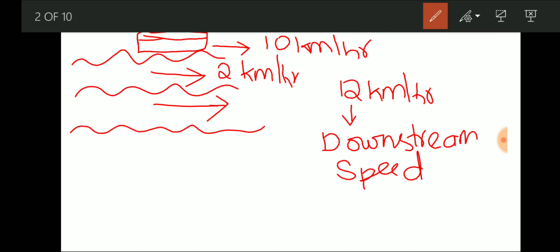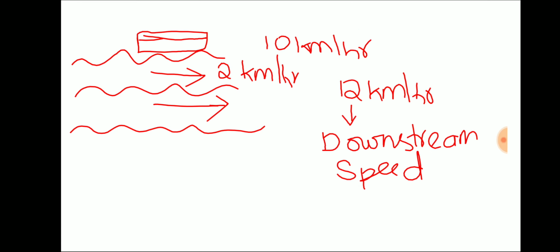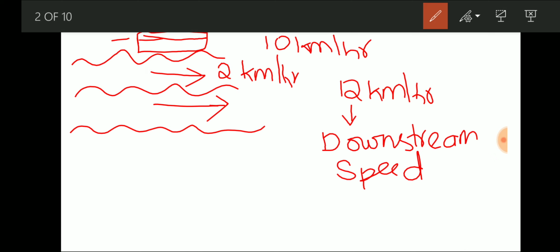Now, if the same boat is placed in the same water with a small difference, that is, the boat is traveling in this direction and the river is flowing in this direction, and the speed of the boat is 10 kilometers per hour. The flow is towards the right, and the boat is traveling towards the left. We can easily see here the boat has to travel a distance by going in the direction opposite to the flow of the river.